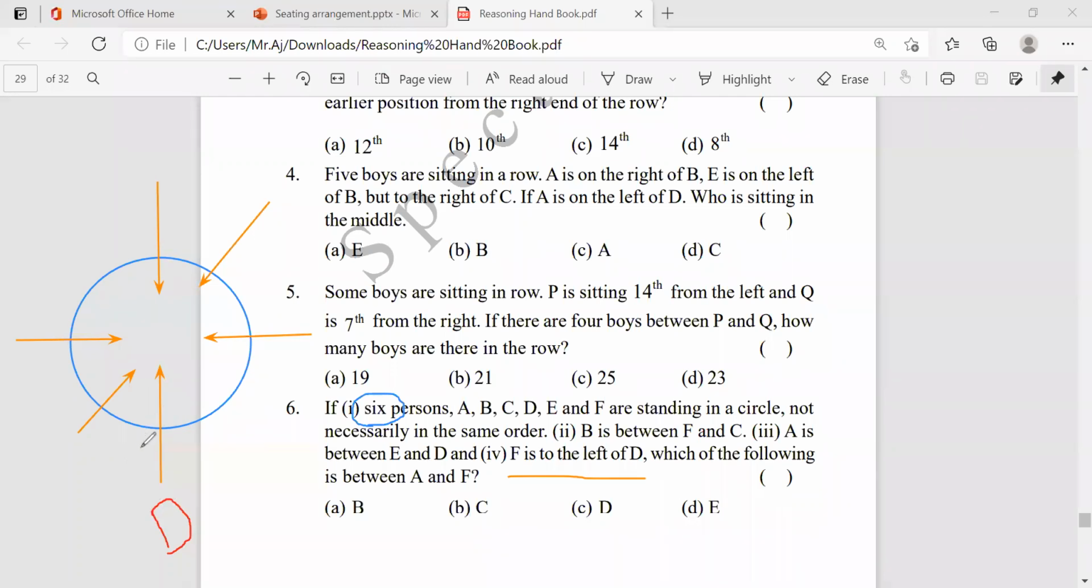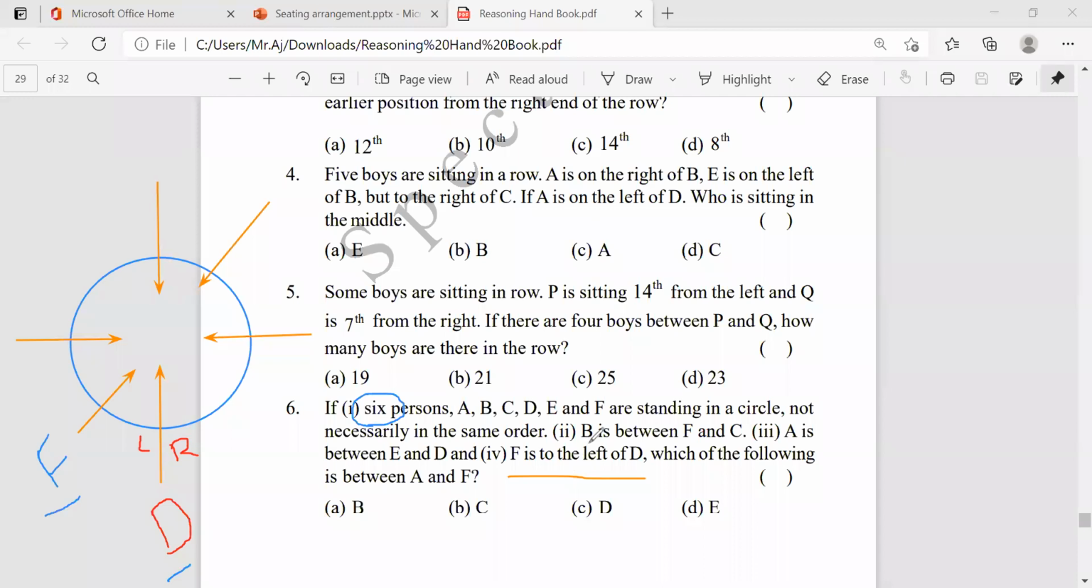If he is facing inside, this will be his left and this will be his right. Okay. F is to the left of D, they are saying, right? F is to the left of C. Where is F then? Left of C. Left of D. Is it clear? Now we got the position of F and we know the position of D.